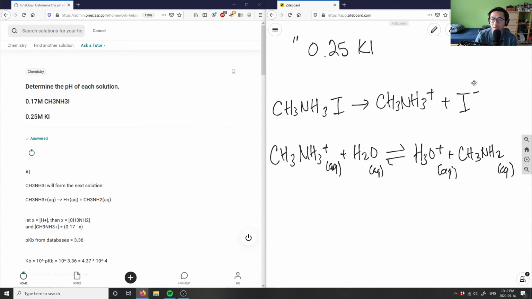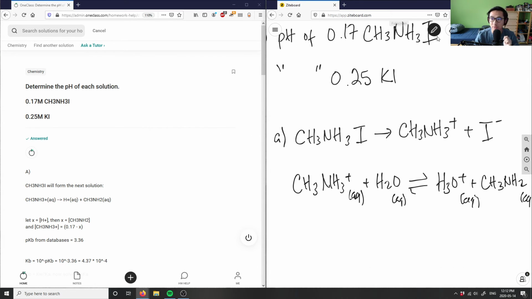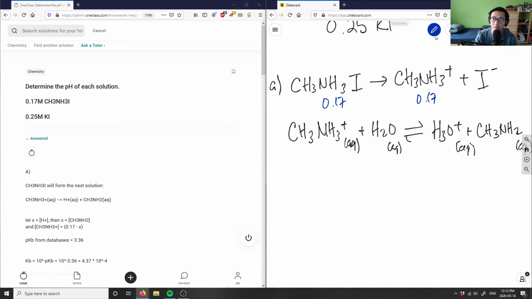So what I'm going to have to do is look at my concentration here. I have 0.17 here, right? So if I have 0.17 molar, this here was 0.17, which means if I did my ice table, this is also 0.17. So my concentration of this cation is 0.17 molar. And now we need to find our KB of this solution in order to solve for this equation.